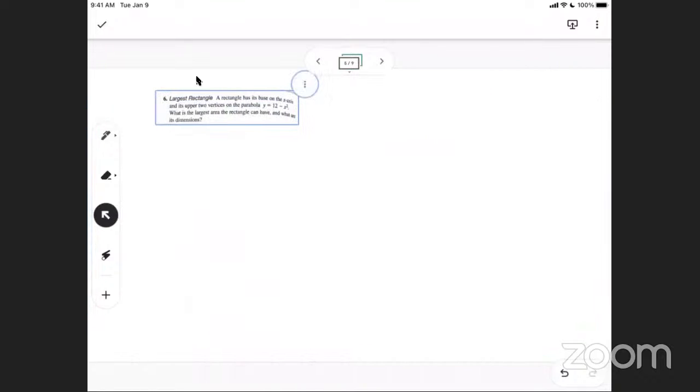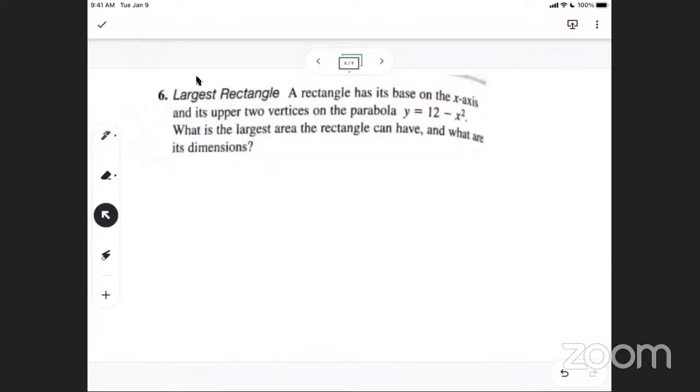All right, so this says a rectangle has its base on the x-axis and its upper 2 vertices on the parabola. What is the largest area the rectangle can have, and what are its dimensions? So we've got a parabola here. Let me just draw it so you can envision what they're saying here. So this is an upside down parabola shifted up 12, right? So here's 12 right there, and it's upside down. Where it says base on the x-axis, okay, so it's going to be like this.